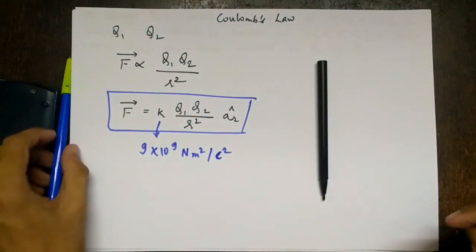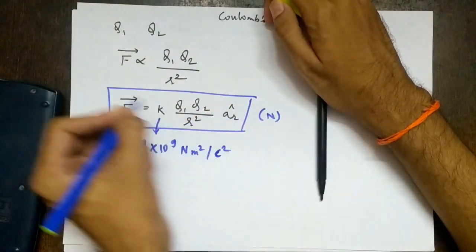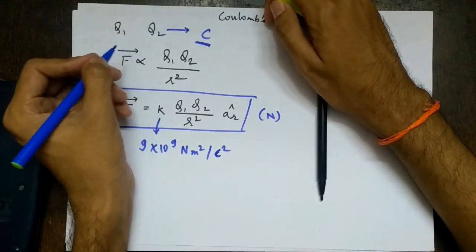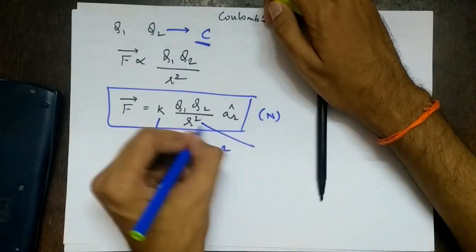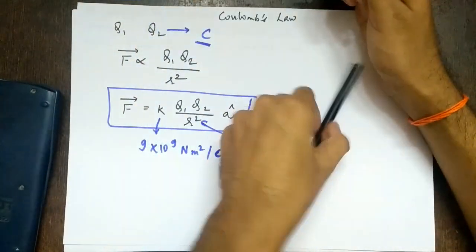So we have numericals based on this. And what is the unit of force? Newton. Q has a unit of what? Coulombs. Remember, this C is capital. Small c is reserved for speed of light. And r obviously has a unit of meters. So let's directly jump into the numericals.